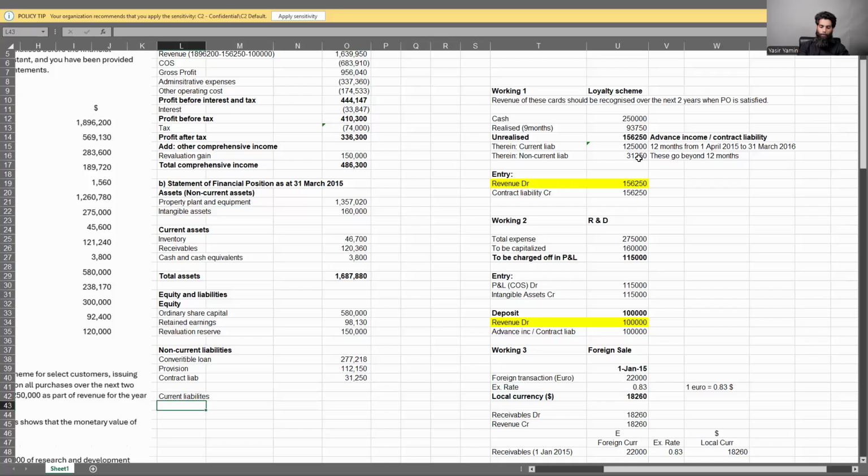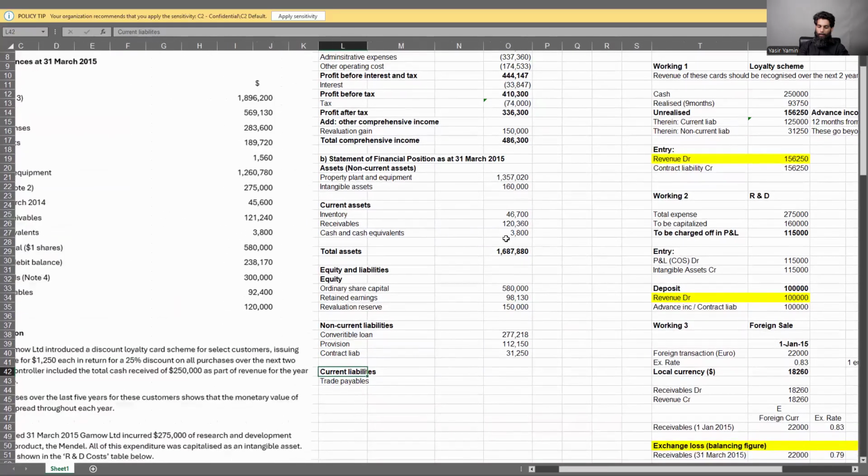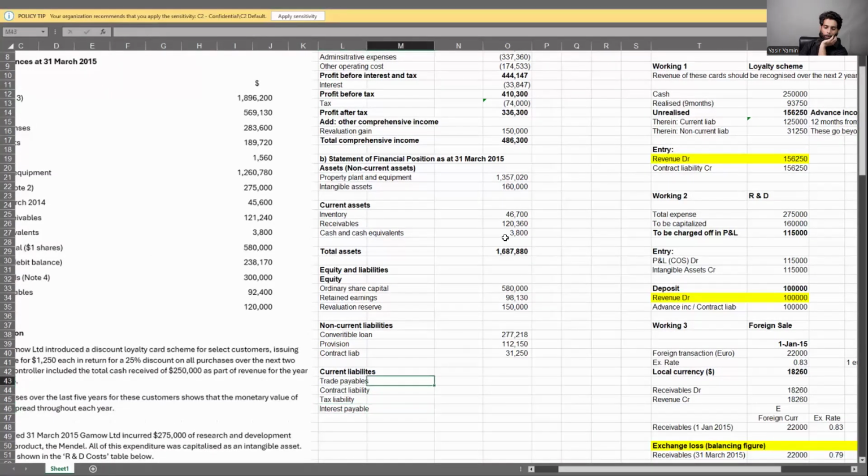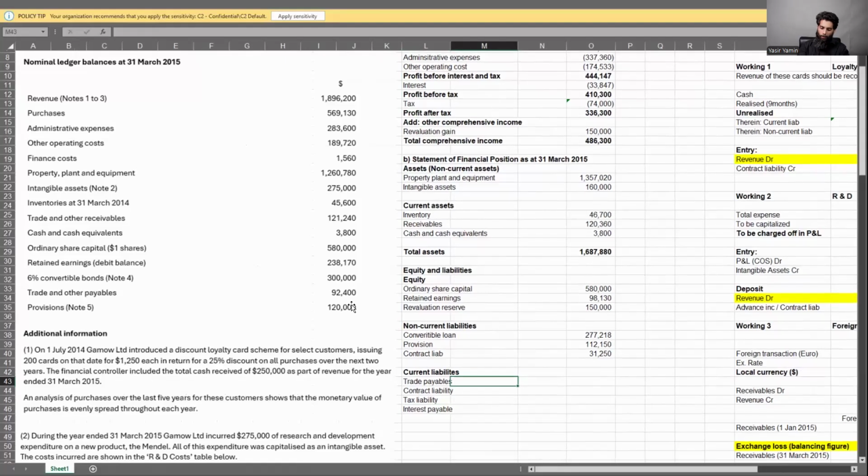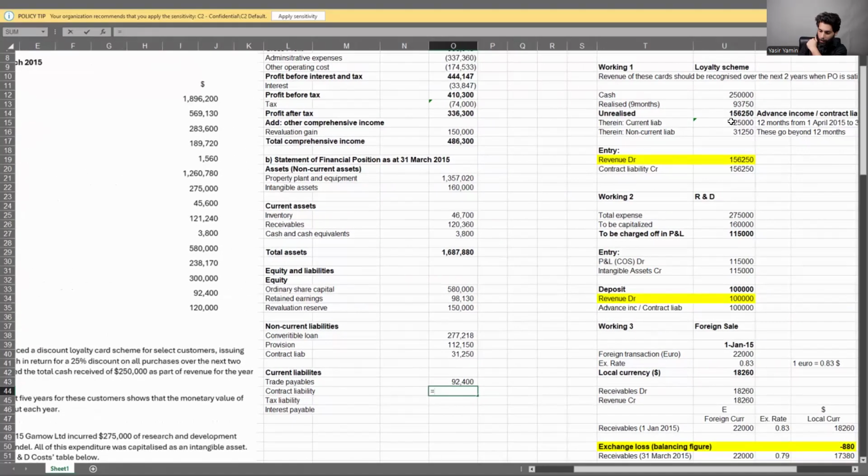These will include trade payables, some contract liability. Anything else that should come? Tax liability. And then there was some interest payable as well, right? These are the things that at least I remember. Trade payables are 92,400. Contract liability: remember, current liabilities, 125,000 from here, plus there is a contract liability of 100,000 here.